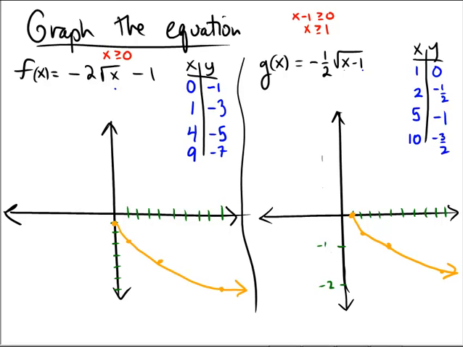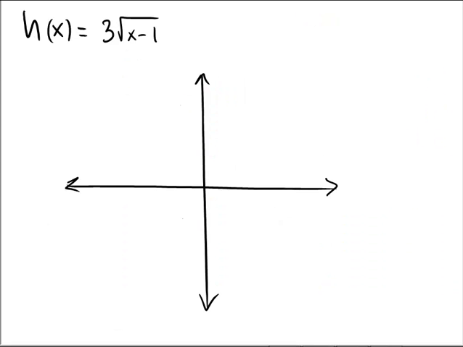Okay, you try one on your own. Pause the video and see if you can do 3 times the square root of x minus 1. Notice x minus 1, if we wish for this to be bigger than or equal to 0, that means we really want x to be bigger than or equal to 1. So if I make myself a little t-table over here with an x and a y, we're going to plug in numbers bigger than 1. So let's plug in 1.